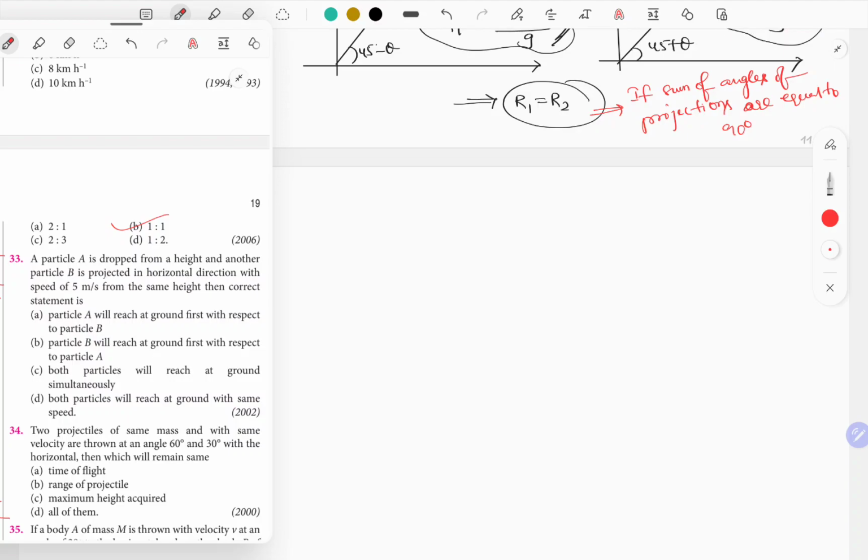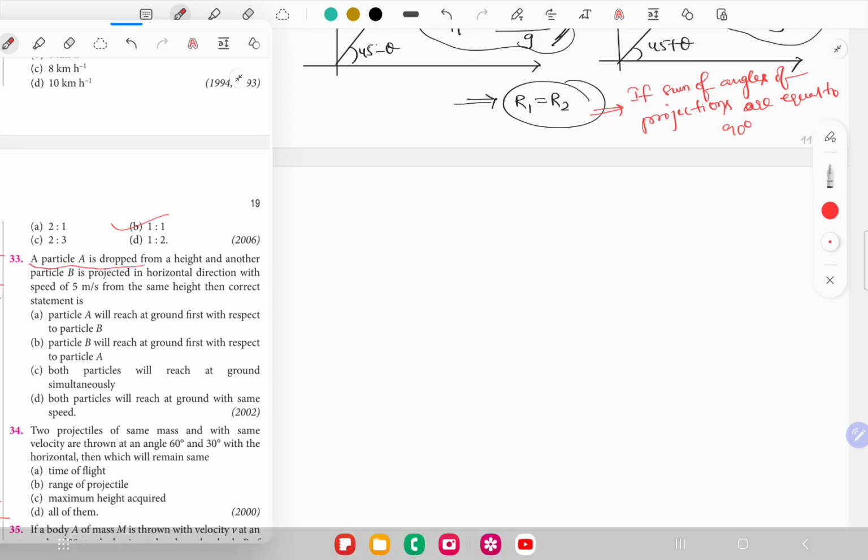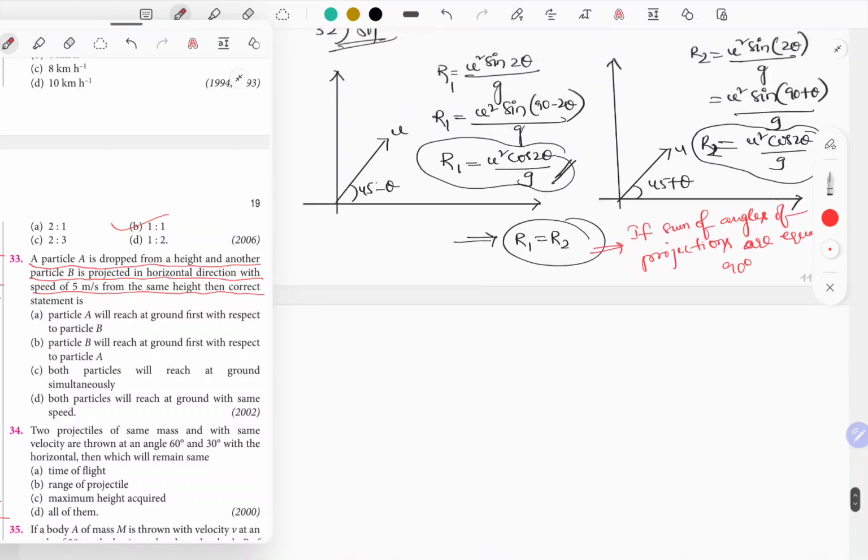Look at question number 33. By seeing the question itself, students used to feel like it is going to be a difficult question. Don't decide like that just by seeing it. Just read it, then we'll decide how difficult it is going to be. Okay. So a particle A is dropped from a height and another particle B is projected in a horizontal direction with a speed 5 meter per second from the same height. Okay, super.